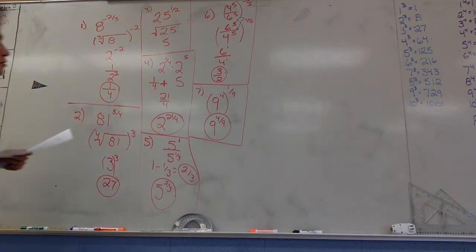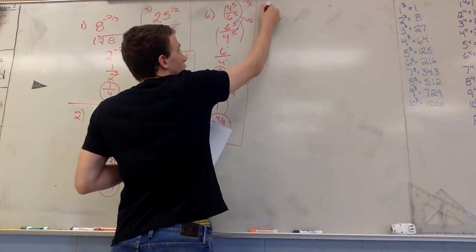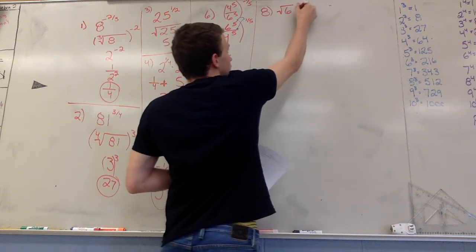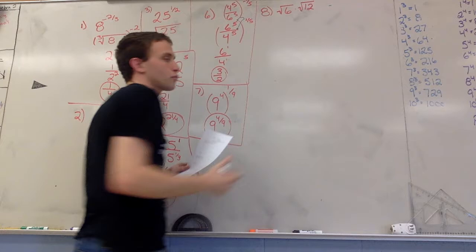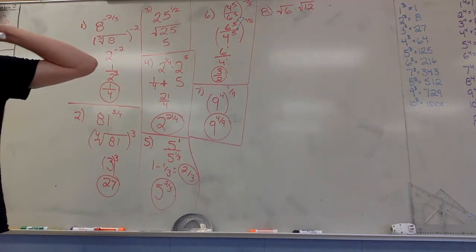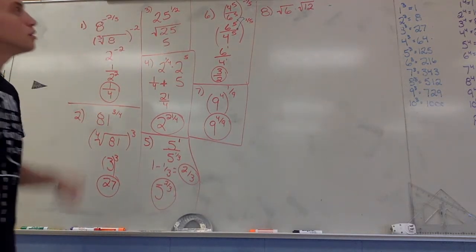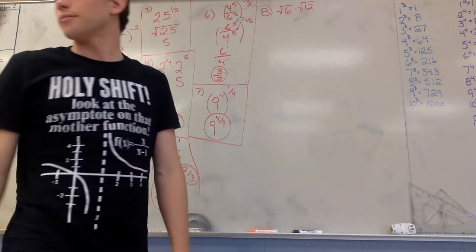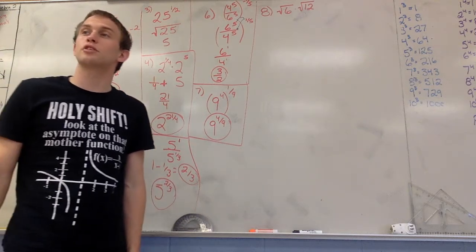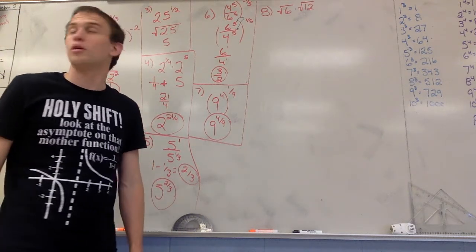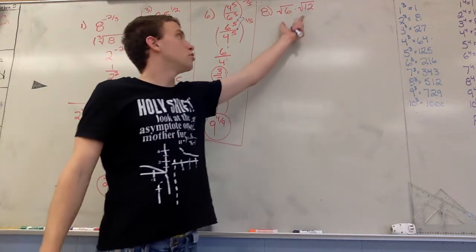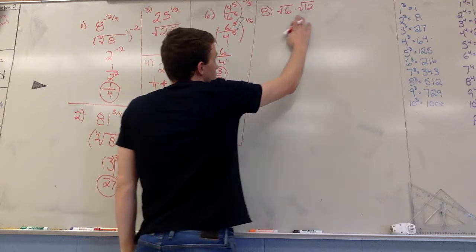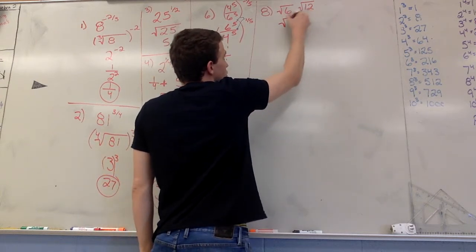So number 8. I have the square root of 6 times the square root of 12. What's the first thing I have to write down here for this? Square root of 6 times square root of 12. Can I simplify this at all? Can I put these together, yes or no? Yes, I can, because they are both square roots. So what's 6 times 12? 72. So I need the square root of 72.